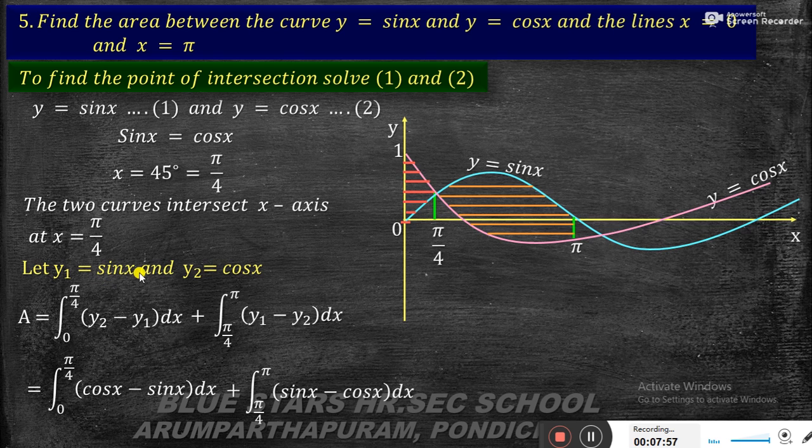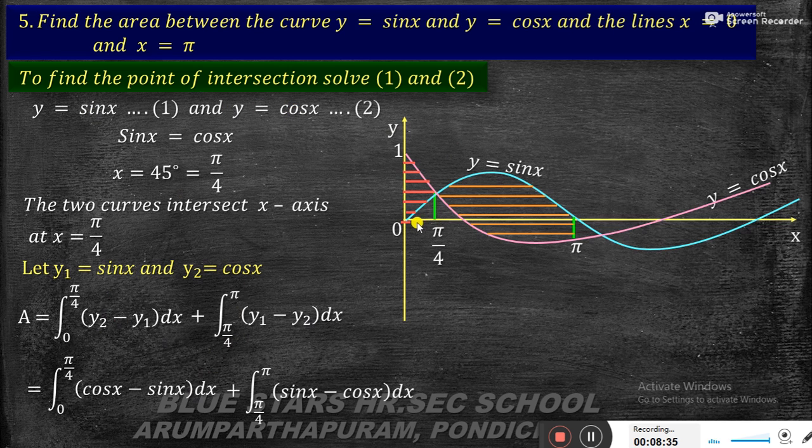Therefore y1 equal to sin x and y2 equal to cos x. Therefore A equals the integral from 0 to pi by 4 of (y2 minus y1) dx plus the integral from pi by 4 to pi of (y1 minus y2) dx. Here y1 is sin x and y2 is cos x. So A equals the integral from 0 to pi by 4 of y2 minus y1, where the y2 curve is cos x and the y1 curve is sin x.